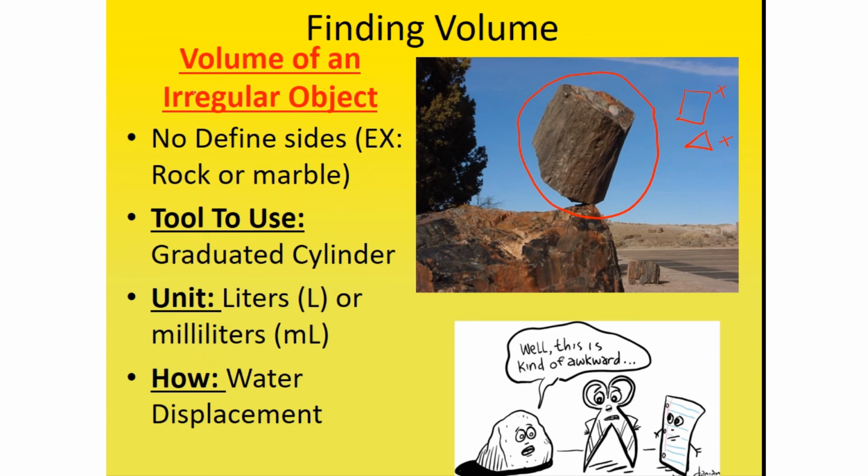Let's go to the third one, volume of an irregular object. How do we define an irregular object? Irregular objects have no defined sides. It's not a square, not a triangle. So that's why it's called an irregular object. The tool to use is also a graduated cylinder. The units are the same, liters or ml. The difference is the how. The way to get the volume is by water displacement, and that asks us how.